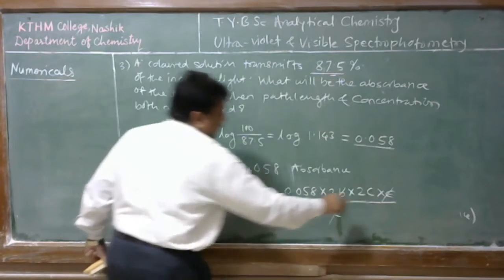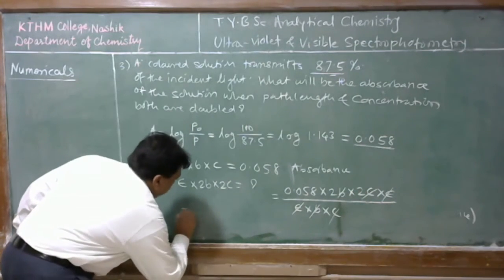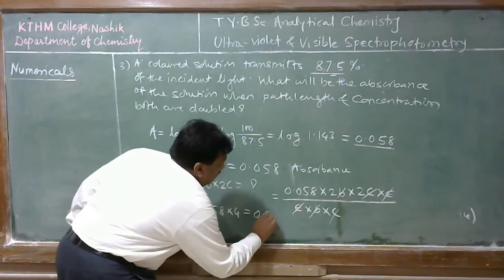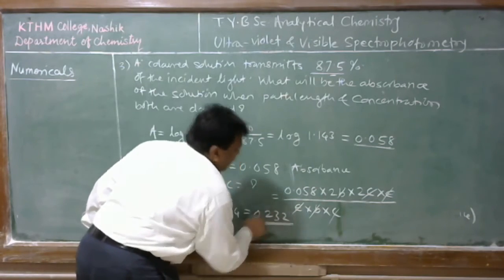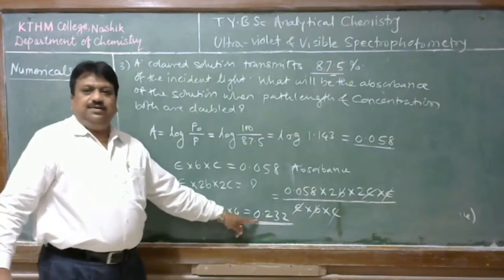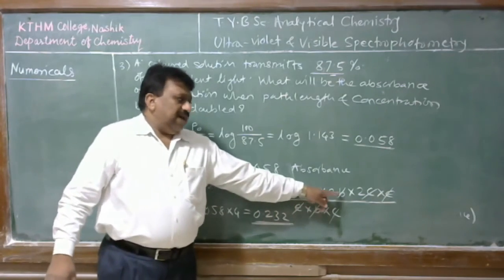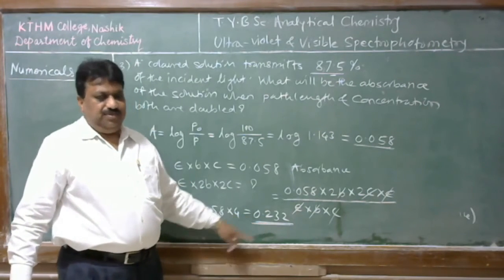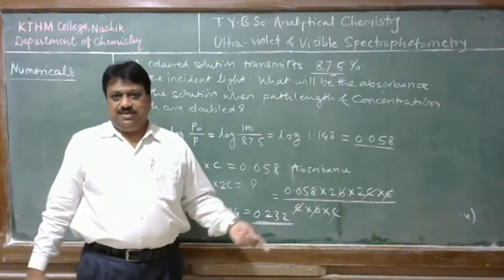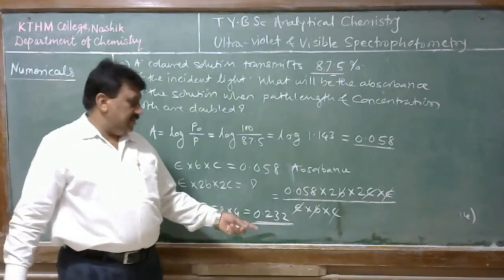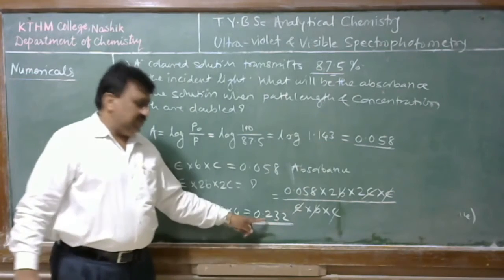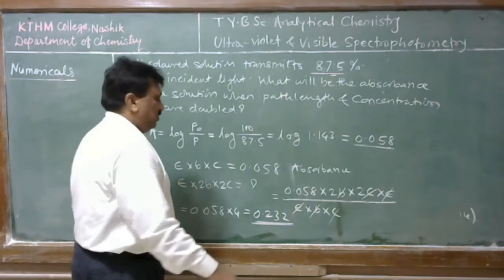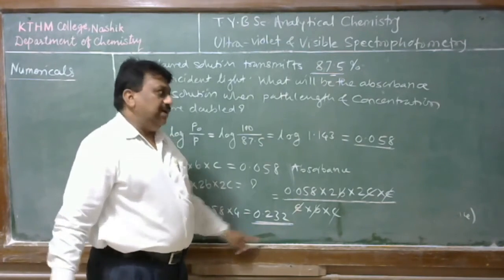Then we have to simply multiply 0.058 into 4, and which is equal to 0.232. This is the absorbance. That means when path length and concentration both are doubled, absorbance increases to 4 times. Because if path length is doubled, absorbance is doubled, and if concentration is doubled, absorbance is doubled. Therefore this value increases to 4 times when concentration and path length both are doubled.